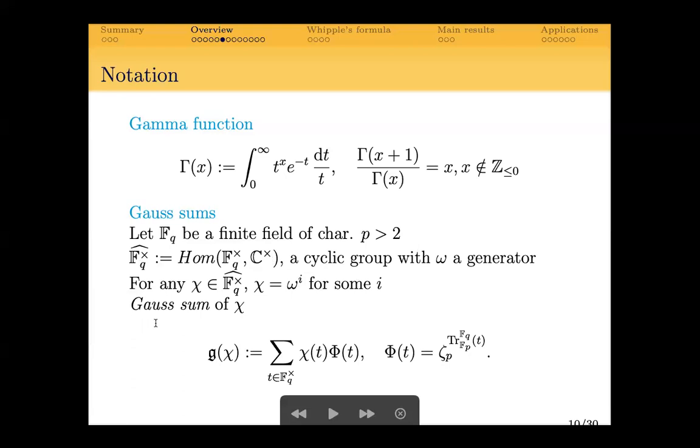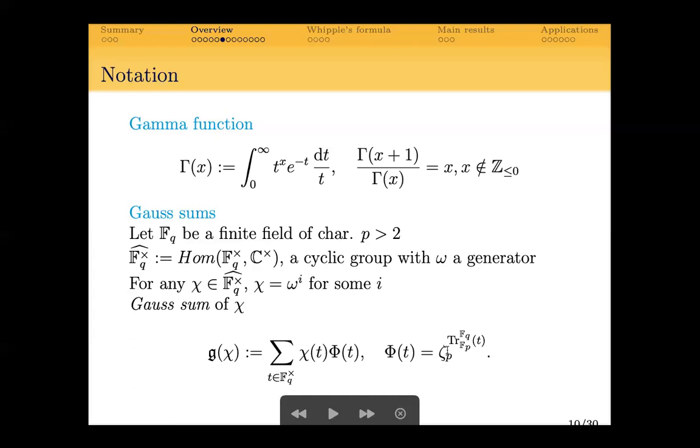And the Gauss sum is well known to be the finite field analog of the gamma function. It's defined in a very similar manner. What you do is, for a given multiplicative character, we first fix an additive character, which is obtained by first taking the trace function from the finite field F_q down to its prime field.